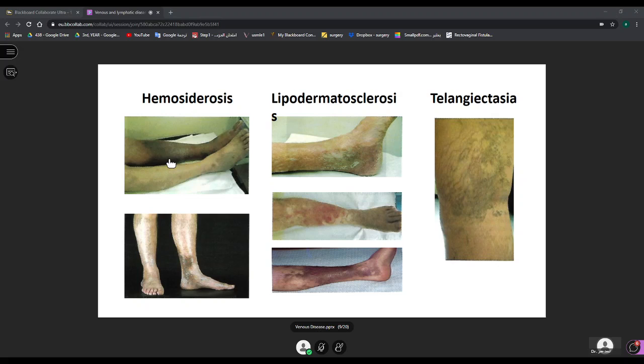And what do you think this dark pigmentation or dark color is? Yes, and this is what we call hemosiderosis, which is due to deposition of iron, as I have mentioned, due to hemolysis. Yes, this patient again here has got a venous disease. And can you describe what you see here?